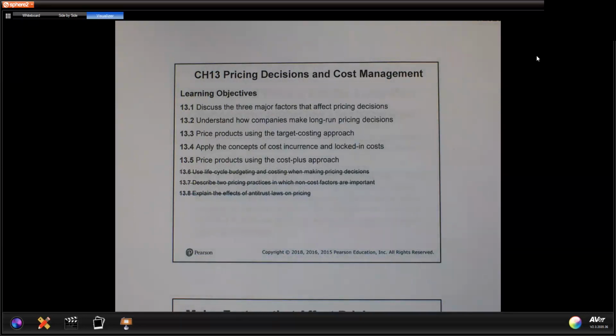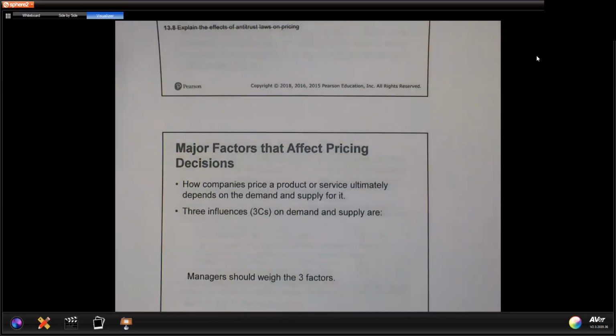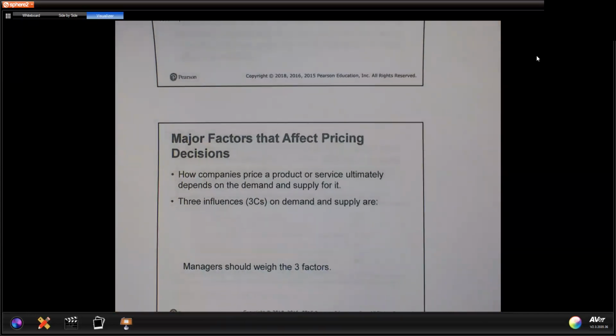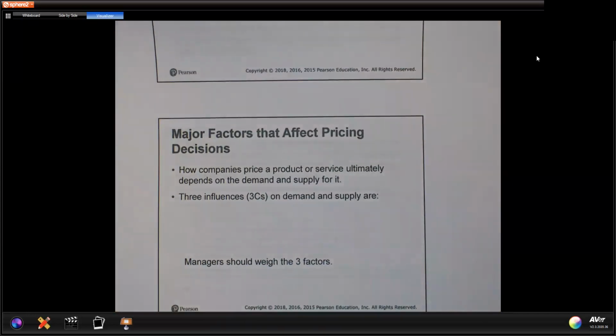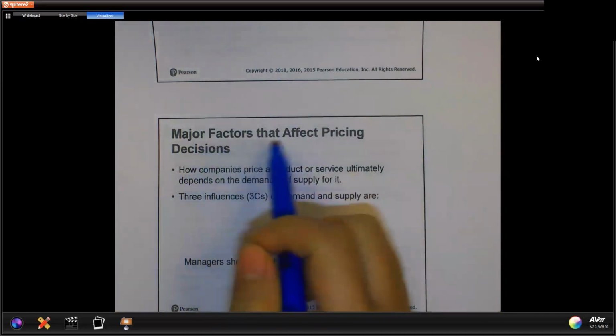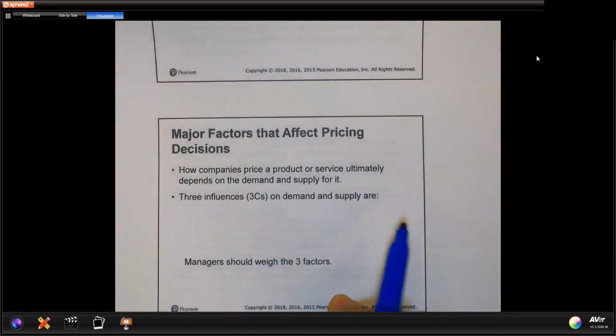In this chapter, we will be managers. We want to find out how we decide the pricing for our company. As always, the first part is some background. Before we go to talk about the calculation, you want to know there are three factors affecting pricing decisions.